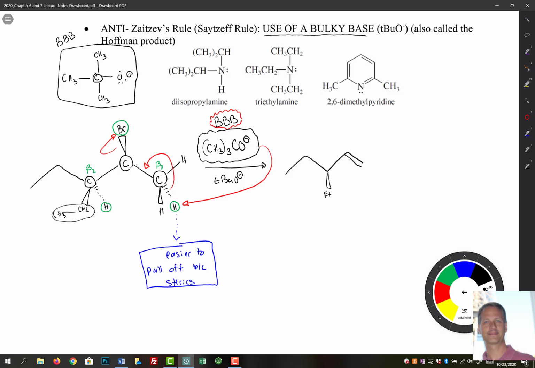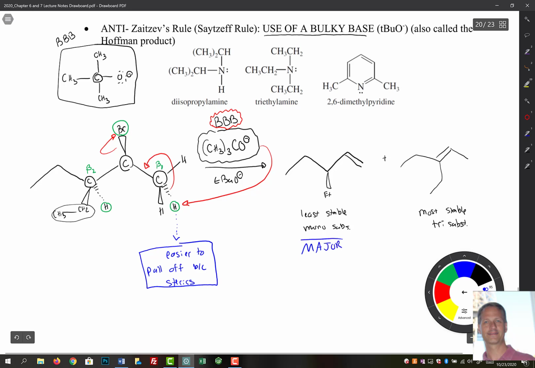And then the other one would be this. So we would also get this product. Right, at that beta 2 position, we could lose an H, and it would give us that. And we don't have to be concerned with cis or trans here because it doesn't apply. But looking at these two, let's make a couple comments. So this is the most stable. It's the most substituted. It is tri-substituted. This is the least stable, and it is mono-substituted. However, in this case, because our base is large, this turns out to be our major product.